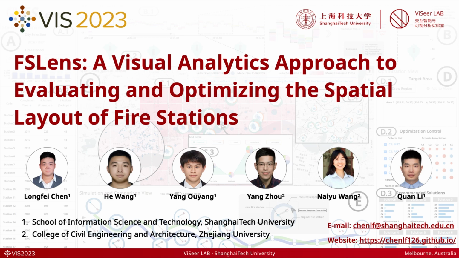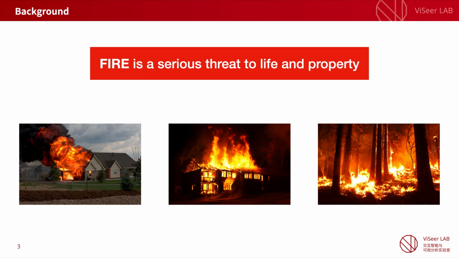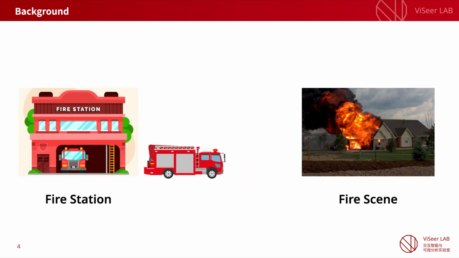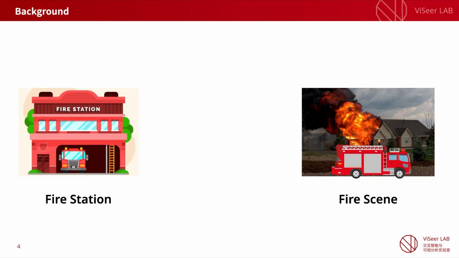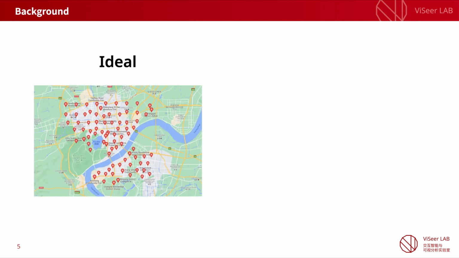Hello everyone, today I will present our work, FSLens, a visual analytics approach to evaluating and optimizing the spatial layout of fire stations. As we know, fire poses a threat to our life, property, and even the environment. In our cities, fire stations are responsible for fighting fires. The rescue speed has a direct impact on damage and casualties. Of course, this is closely related to the layout of the fire stations.